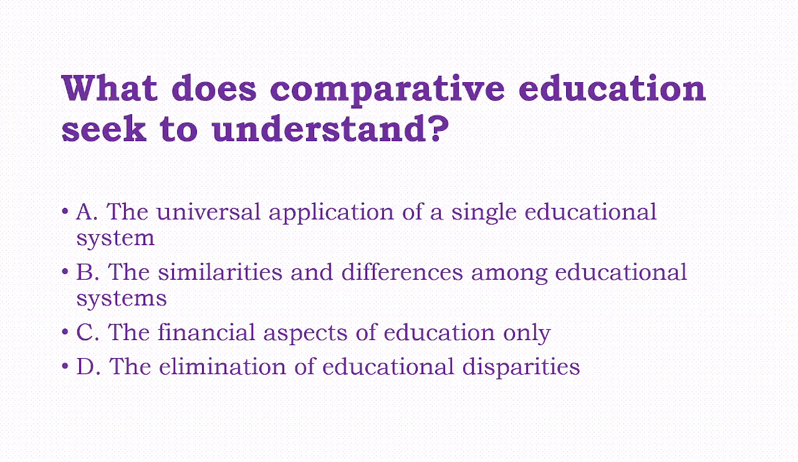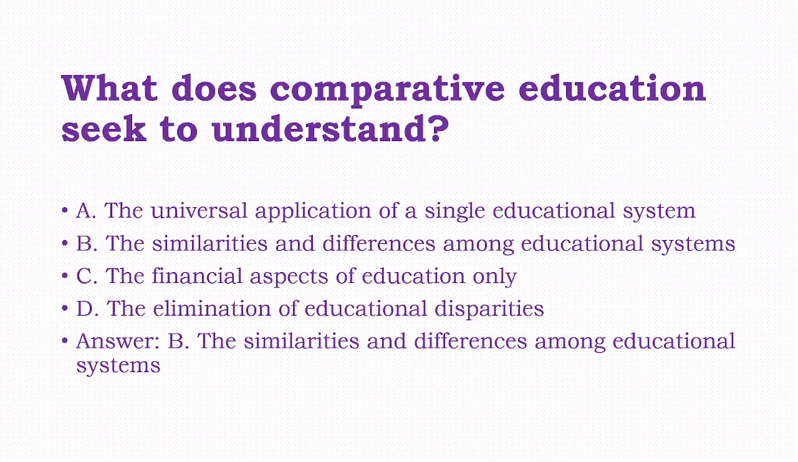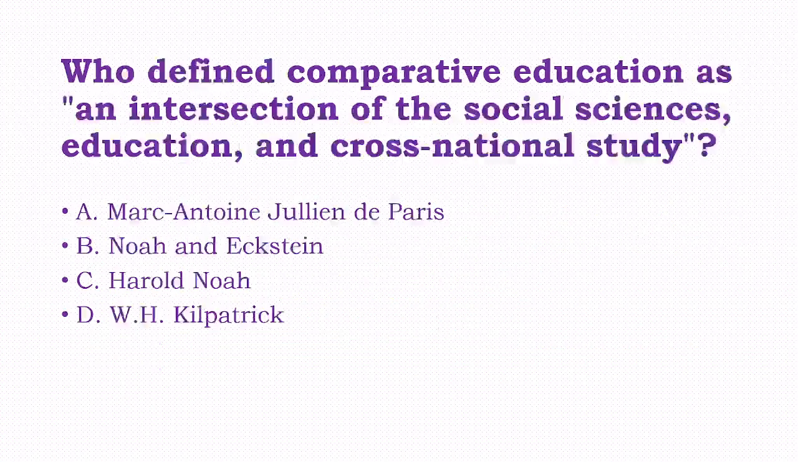What does comparative education seek to understand? Options: the universal application of a single educational system, the similarities and differences among educational systems, the financial aspects of education only, the elimination of educational disparities. Answer of this question is option B, that is the similarities and differences among educational systems.